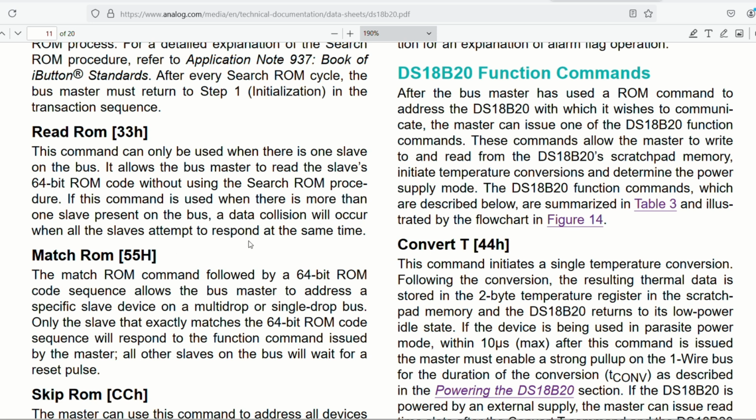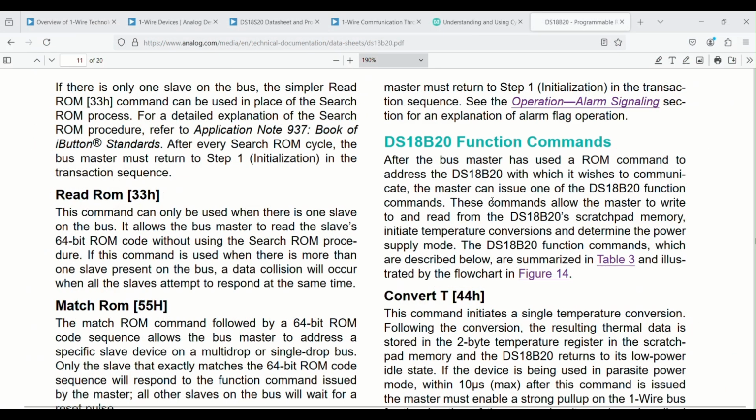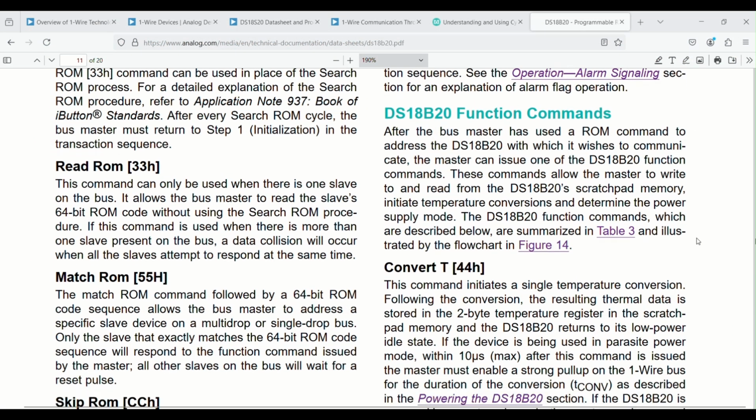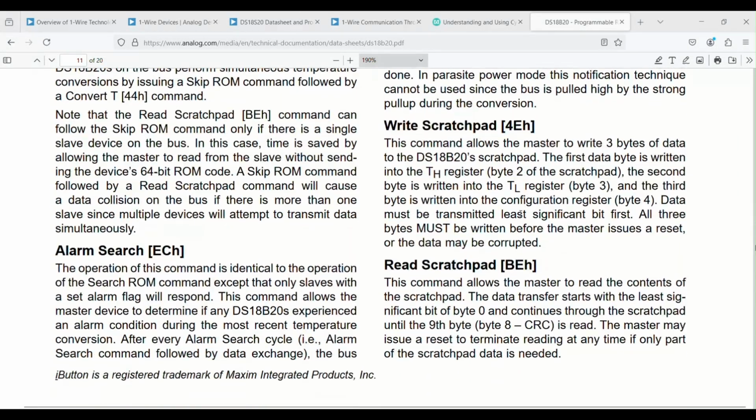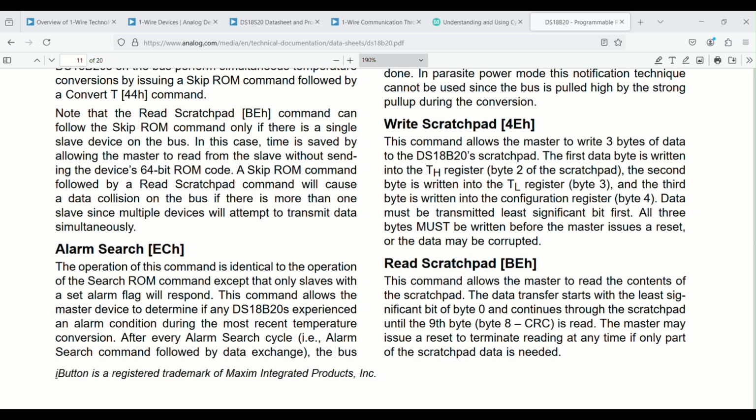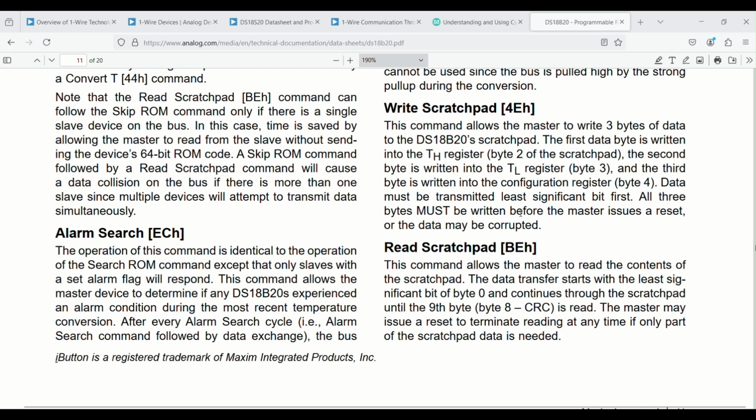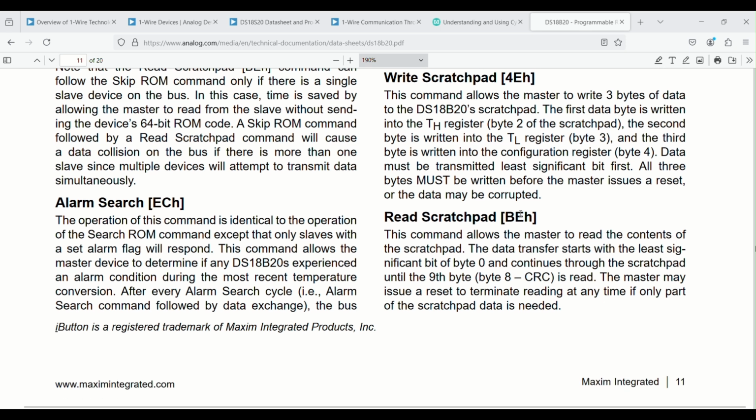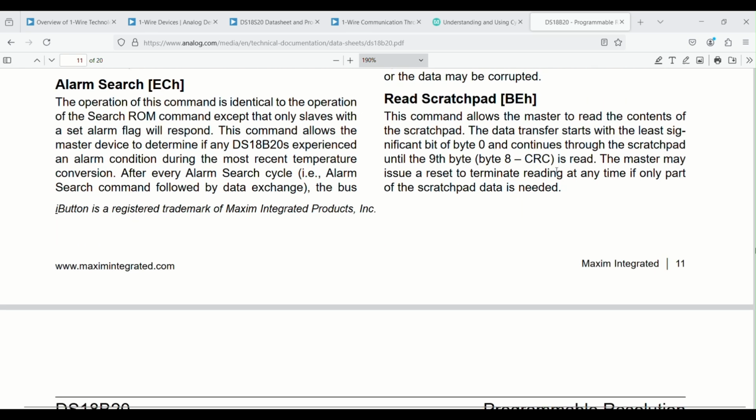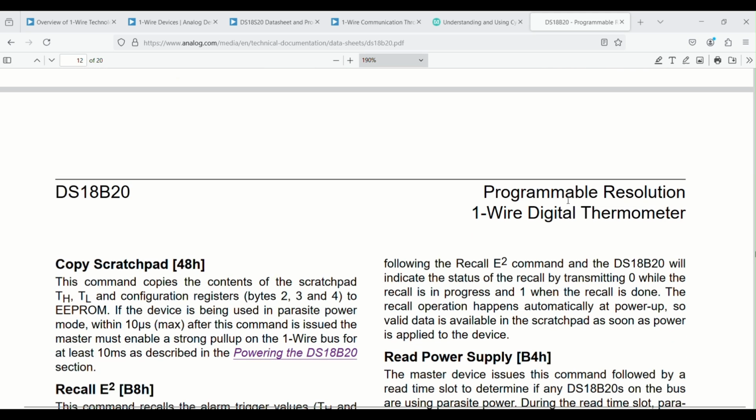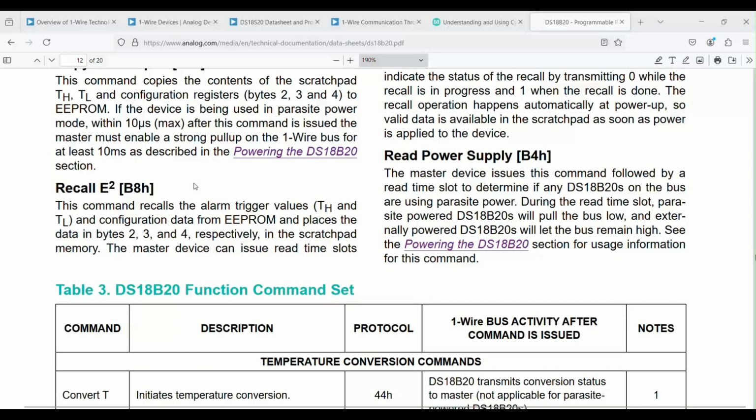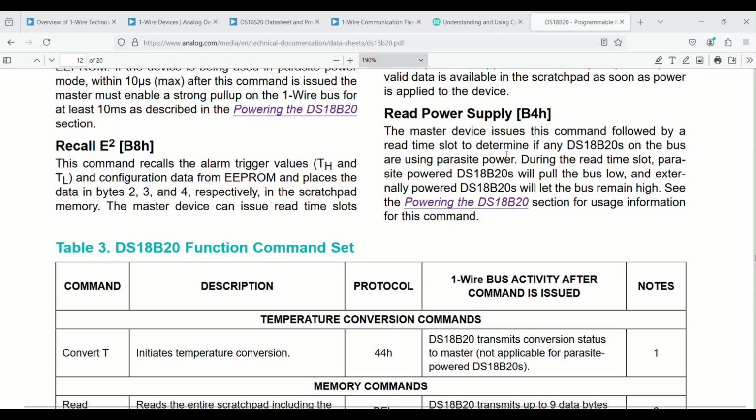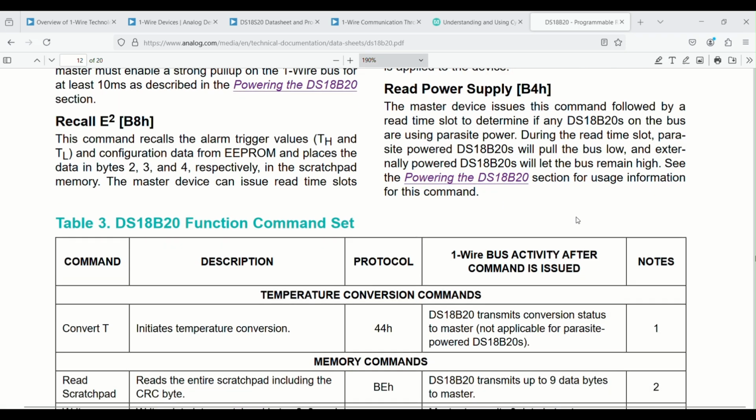And next you have function commands. The function commands are as follows. You have a convert T command wherein you just order it to start the temperature conversion process. Then you have write scratchpad wherein you write the alarm triggers and configuration register. Next you have read scratchpad wherein you read all the data and then evaluate it. We'll be using convert T and read scratchpad, the two function commands. Nothing else. Right now we won't be bothering with anything else. Then you have a copy scratchpad command in which you can copy the scratchpad configuration and trigger values directly to the EEPROM.